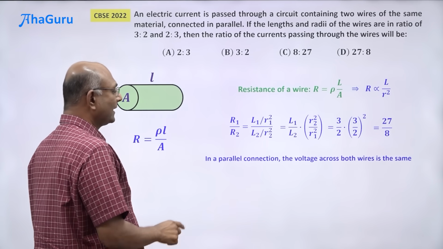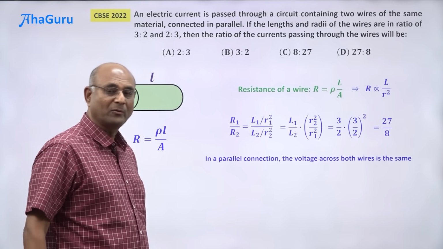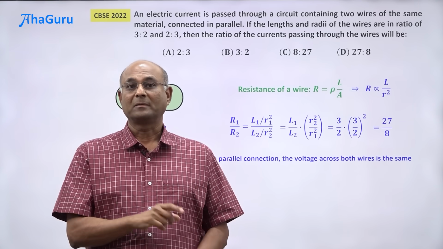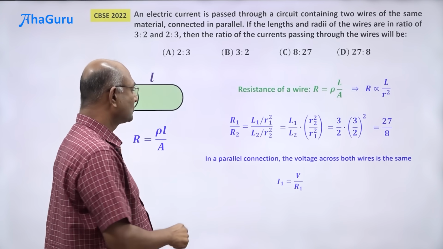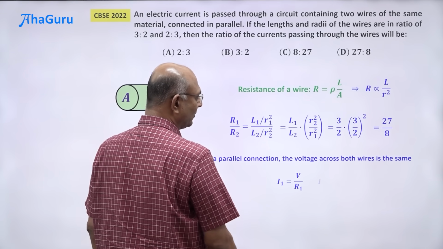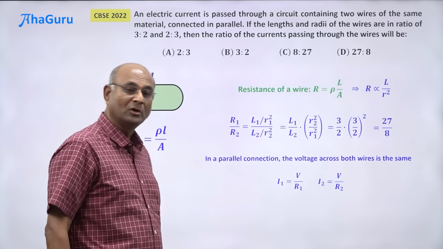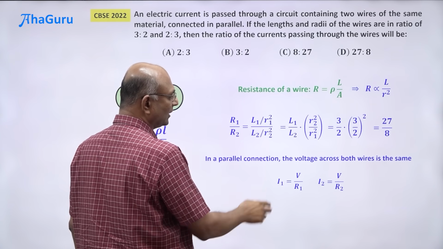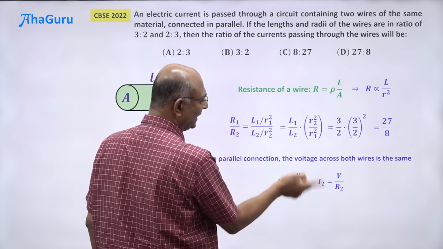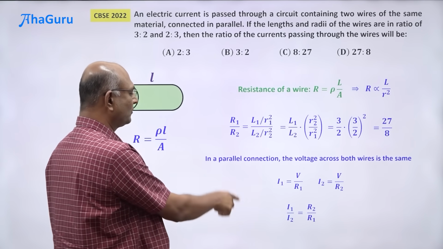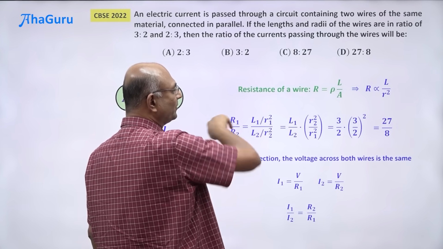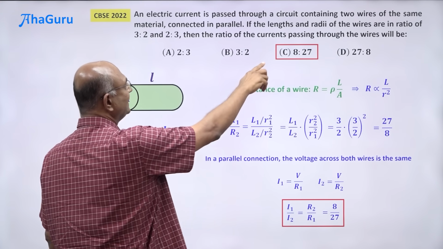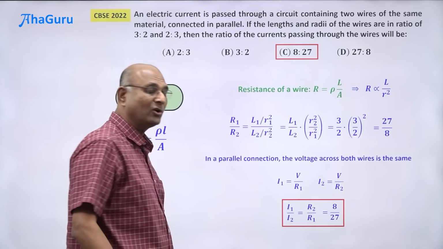But let us think about it. In parallel connection, the voltage across both the wires is the same. So that means both have the same potential drop. The resistances are different. So what about the currents? So current 1 will be V by R1, current 2 will be V by R2. So I1 by I2, right? Ratio of the currents is asked. I1 by I2 will be R2 by R1. So R2 by R1 will be the reciprocal of this. So it will be 8 by 27.